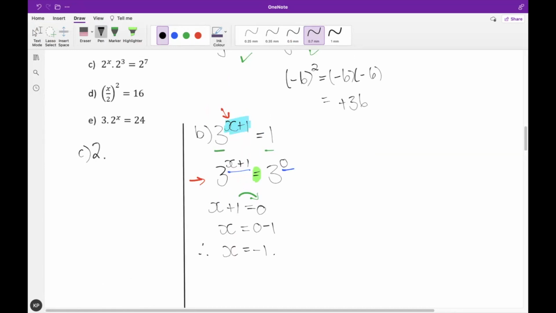C. 2 to the power of x times 2 to the power of 3 is equal to 2 to the power of 7. Okay, this one, they were very kind to us by making the bases the same. Do we see that? I have a common base of 2 everywhere. So I don't have to change my bases to be the same. The only problem now is that I have more than one base on the left-hand side, but we can solve that problem using laws of exponents.